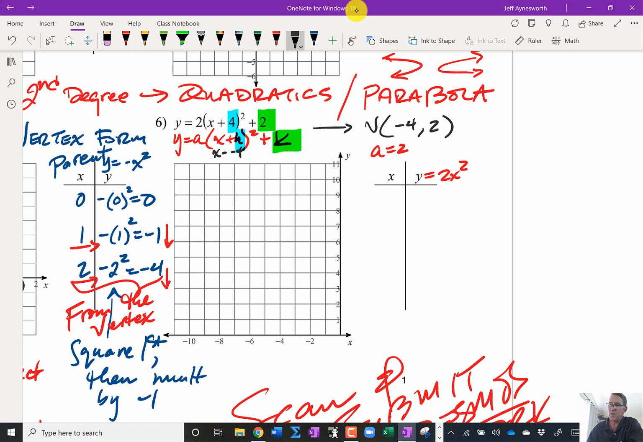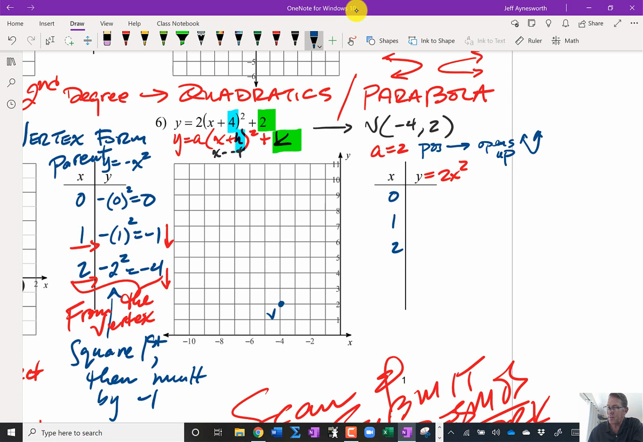So what you want to do is plot the vertex first. So go left 4 up 2. So you go left 4 up 2. There's your vertex. Put a V there for vertex. Now a is positive. All right, that tells me that it opens up. Okay, it looks like this. Some U-shaped function opening up. The question is, what's the shape of it? Okay, so you put in some values, 0, 1, and 2. So let's get the shape.